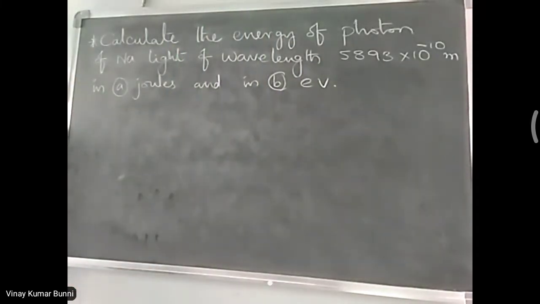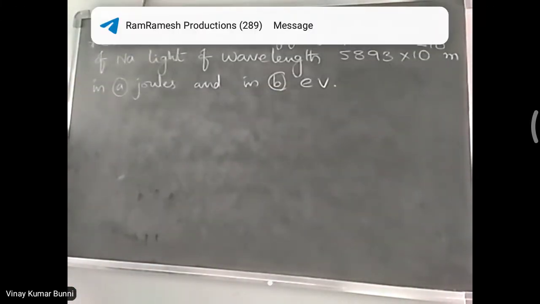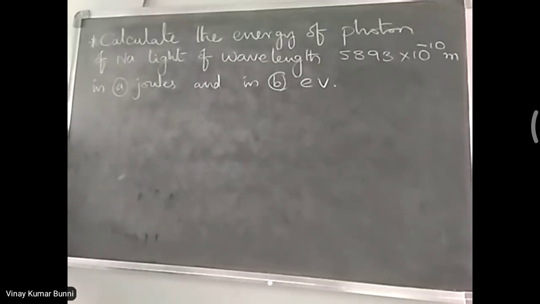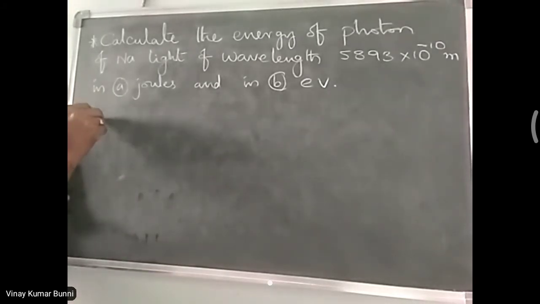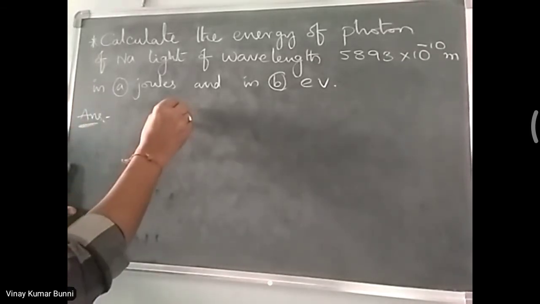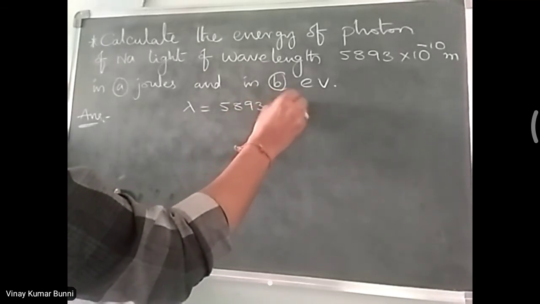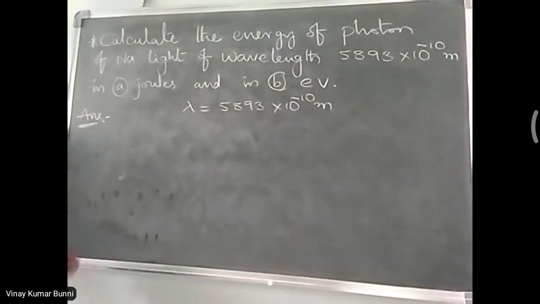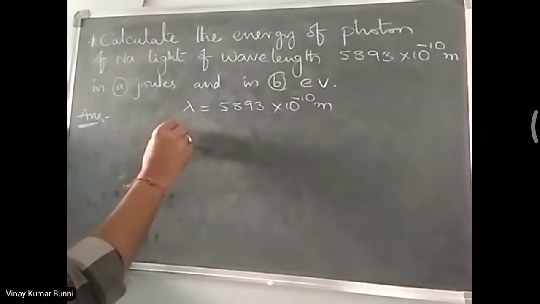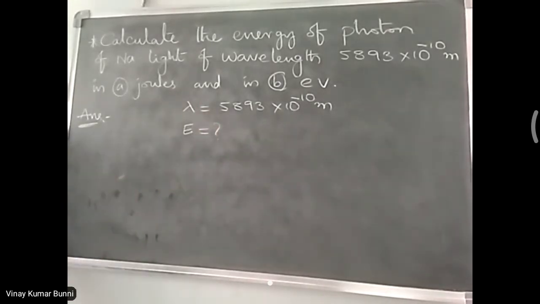Here he has given only the lambda value, which is the wavelength of the photon. Now he wants to calculate the energy. The energy of the photon is, we know, E equal to hc by lambda. So this is a very simple problem. What is given? Lambda equal to 5893 angstroms, which is 10 power minus 10 meters. And he is asking about the energy in joules and electron volts.